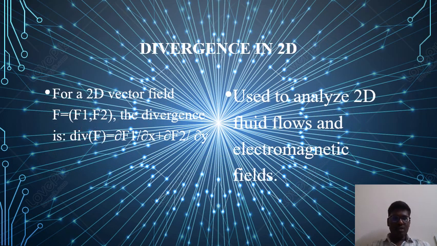Divergence in 2D. For a 2D vector field F equals F1, F2, the divergence of F is equal to ∂F1/∂x plus ∂F2/∂y, which is used to analyze 2D fluid flows and electromagnetic fields.